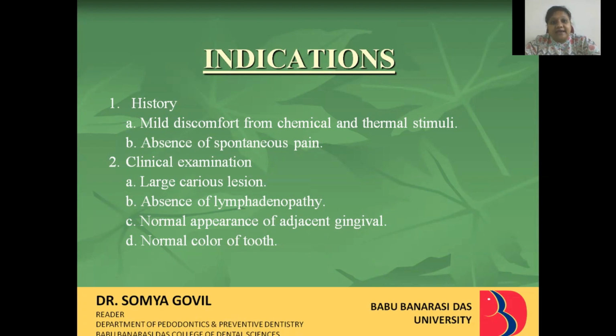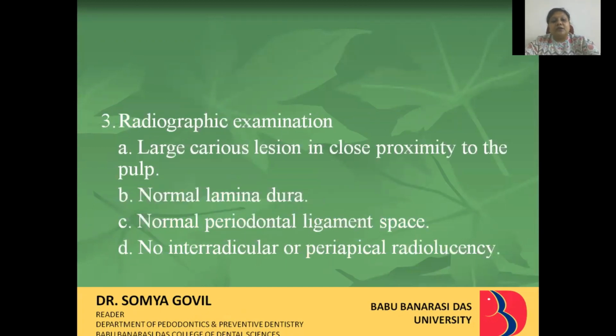In the clinical examination, what do we see? We see a large carious lesion, absence of lymphadenopathy, normal appearance of the adjacent gingiva, and the tooth color is also normal. On the radiographic examination, we see a large carious lesion in close proximity to the pulp. There is normal lamina dura, normal periodontal ligament space, and no interradicular or periapical radiolucency seen.